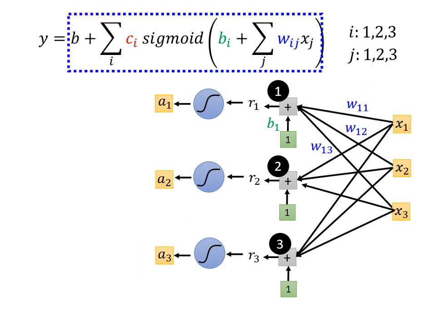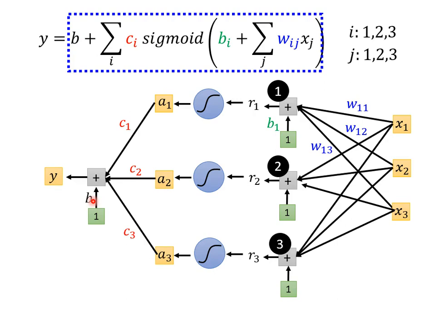What's next? The output of the sigmoid function has to be multiplied by Ci and added by B. What we are doing here is multiply A1 by C1, A2 by C2 and A3 by C3, sum them up and add B. And we have Y finally.